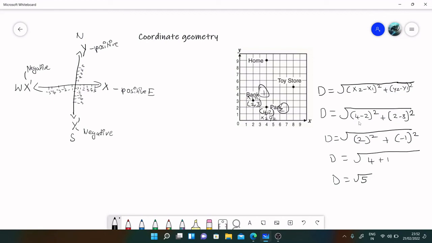Now, what if, let's just say bank and the park again. What if you decide that you want to build a museum at the middle of these two. Could you tell me the coordinates? How do you find it? That's another thing we're gonna learn.